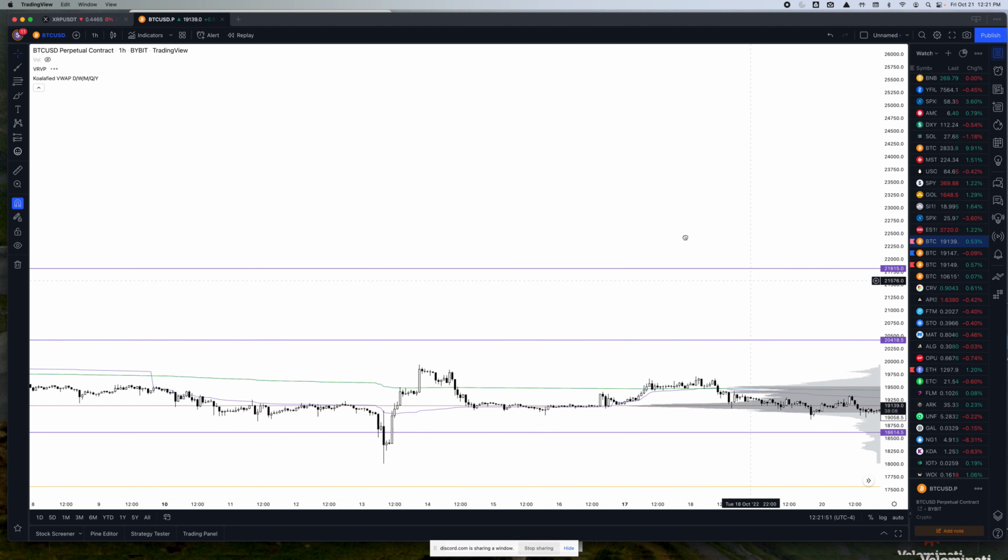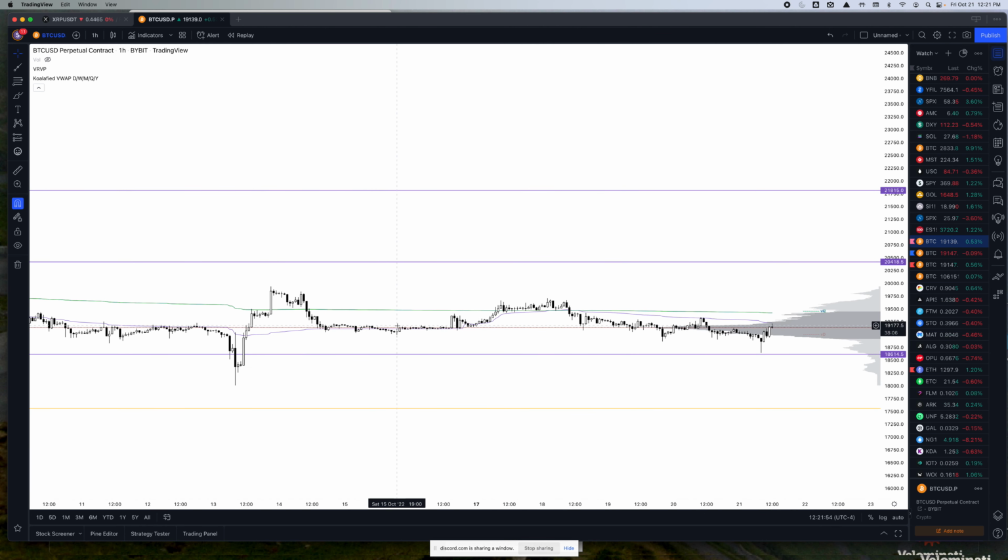because when VWAP is flat, that's telling you that you're in a range and you're more likely to succeed with mean reversion trades from the extremes. When VWAP is going up or down, that means that you're trending.